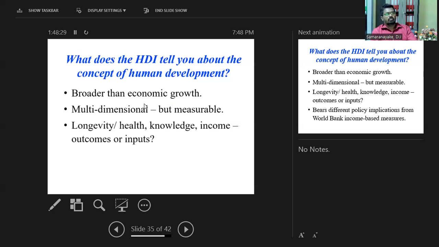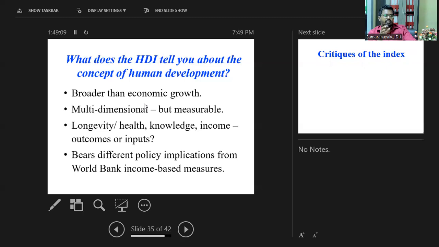And now the question is, these things like longevity, health, knowledge, income, are they outcomes or inputs? Whether they are outcomes or inputs, that's the question. Better health, achieving good health, achieving better knowledge: how do we differentiate between whether they are outcomes or inputs in an index? That's the one question we have.